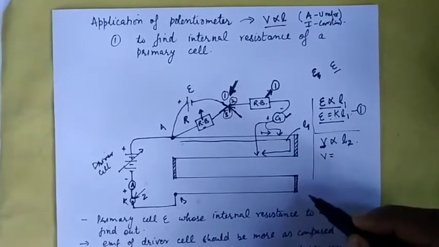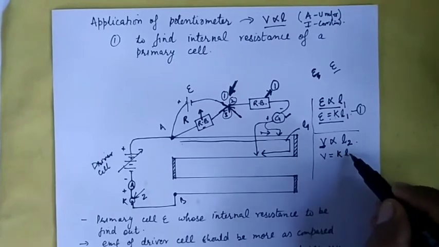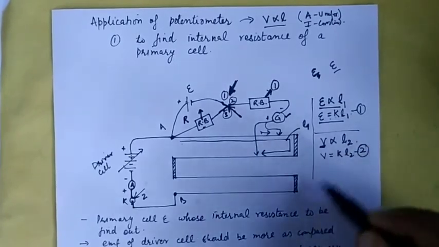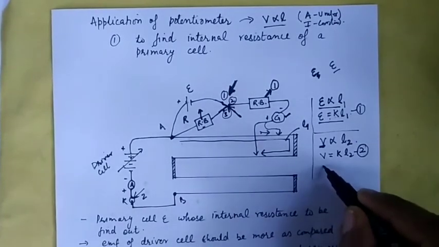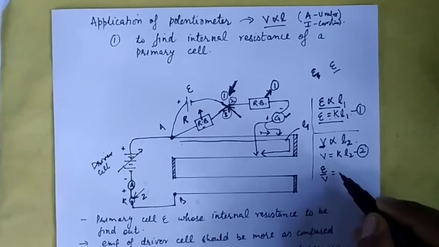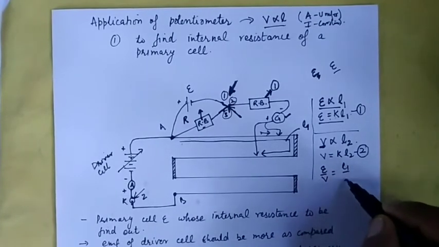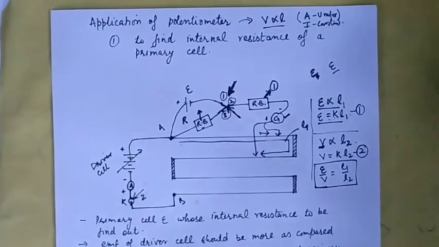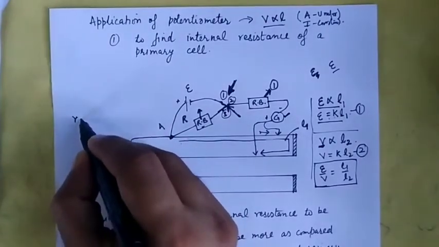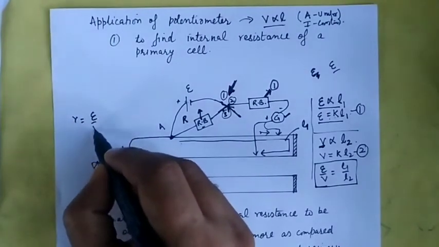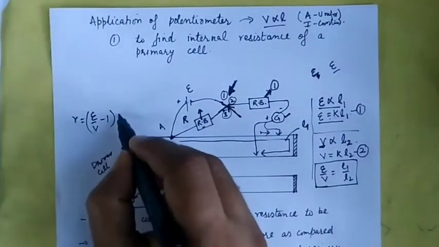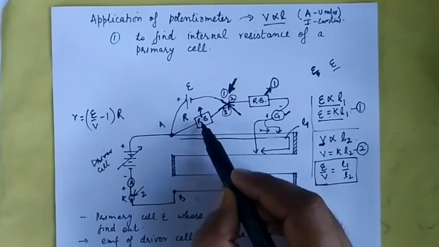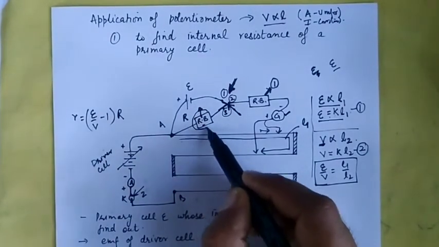If we remove this proportionality, the constant is K, so V equals K L2. This is my second equation. Dividing 1 by 2, what do we get? E by V is equal to L1 divided by L2, since K gets cancelled out. Now we know that the internal resistance is given by r equals (E by V minus 1) into R. R is the resistance for which I have removed the key in this resistance box.